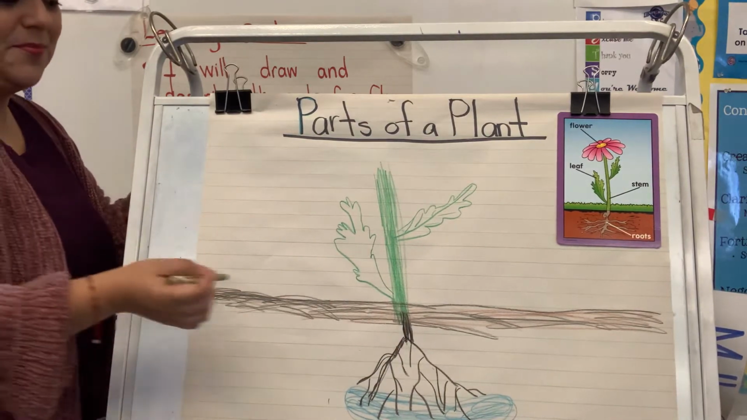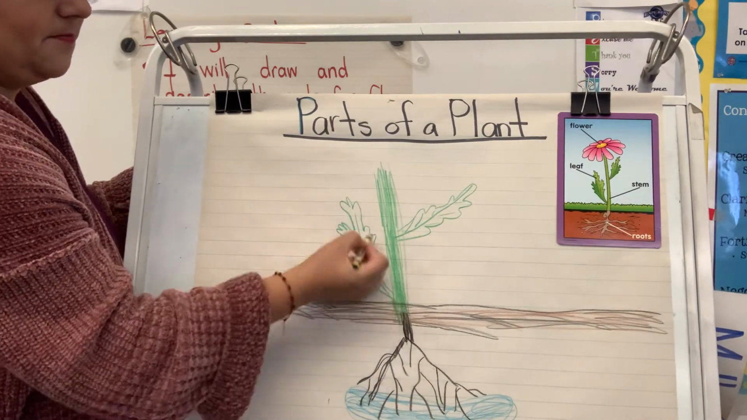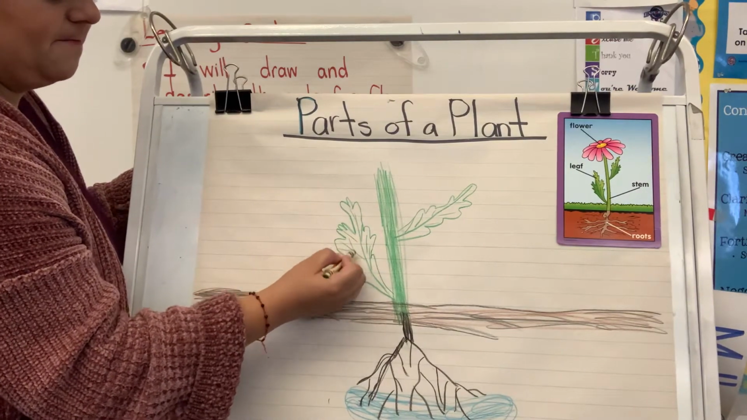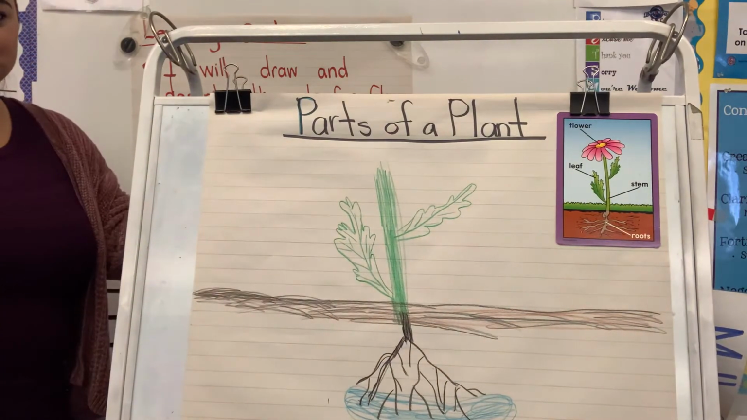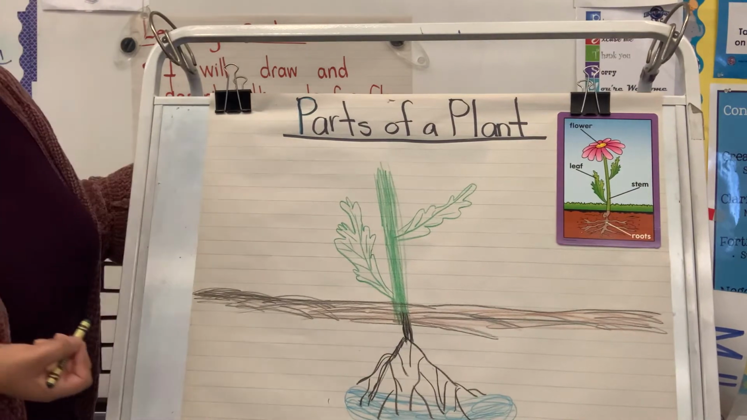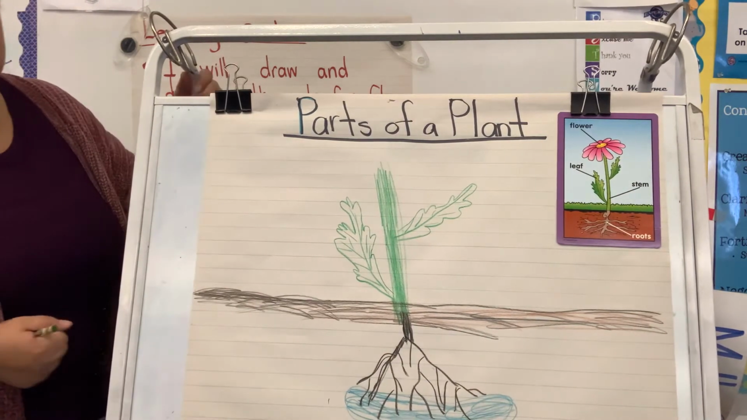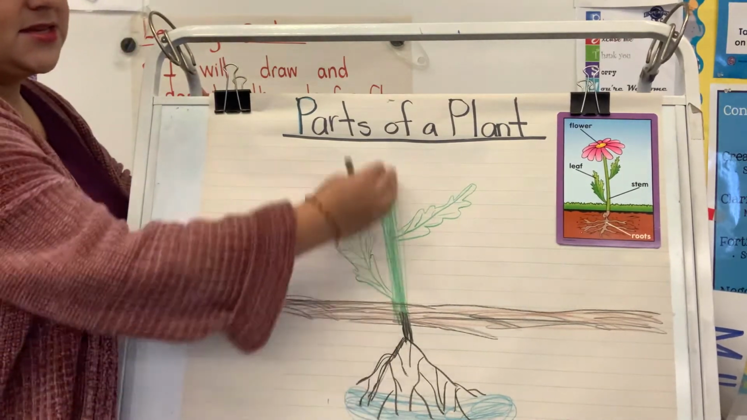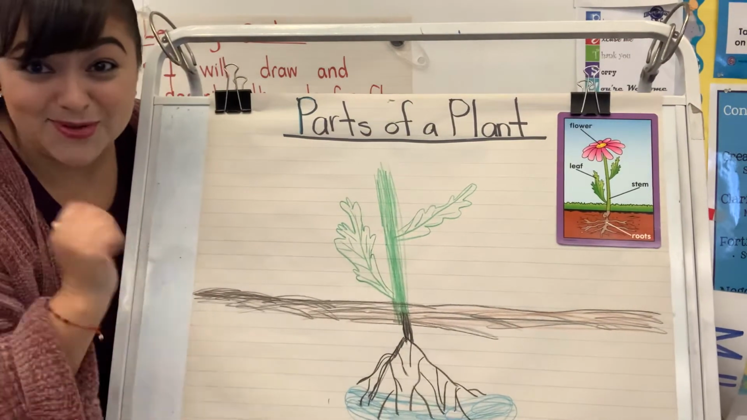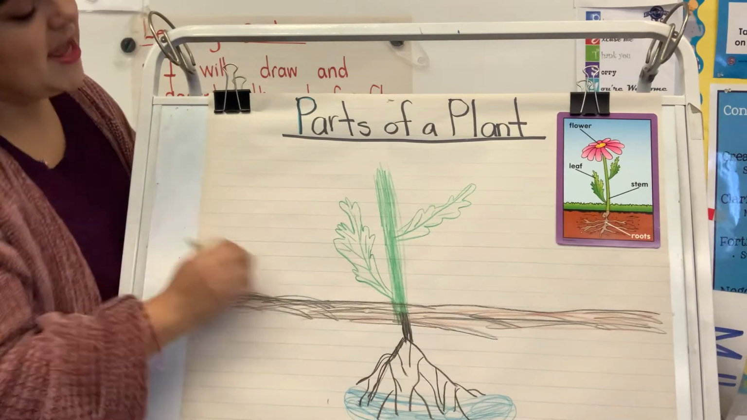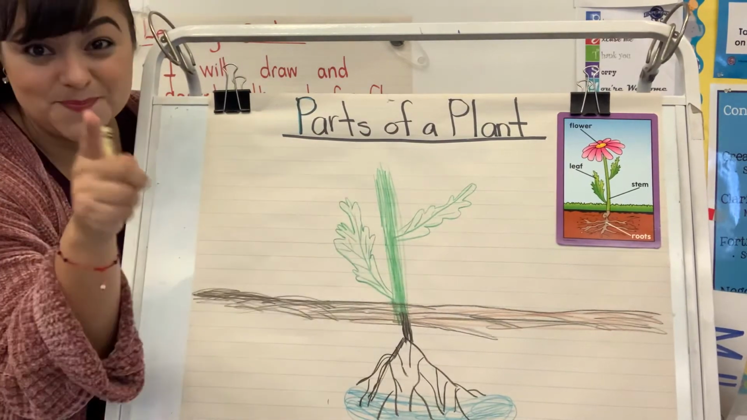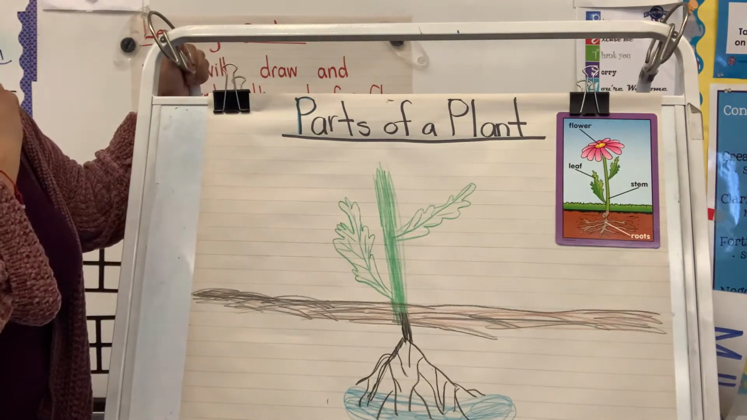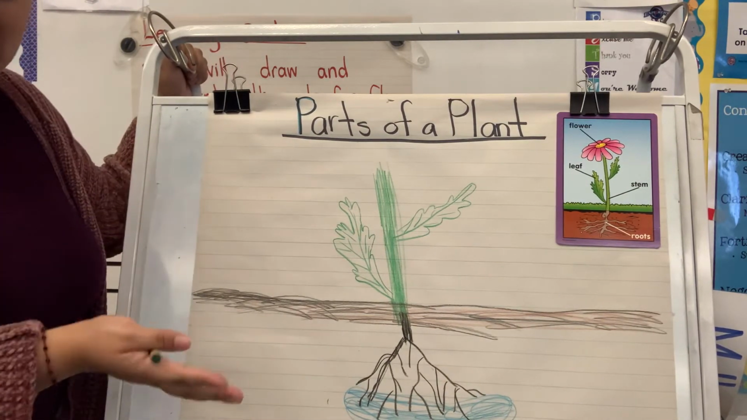Just try your best. And they have lines inside. Great. So let's repeat that again. Roots, your turn. Stem, your turn. Leaves, your turn. Great. Now, we're missing something on this flower.